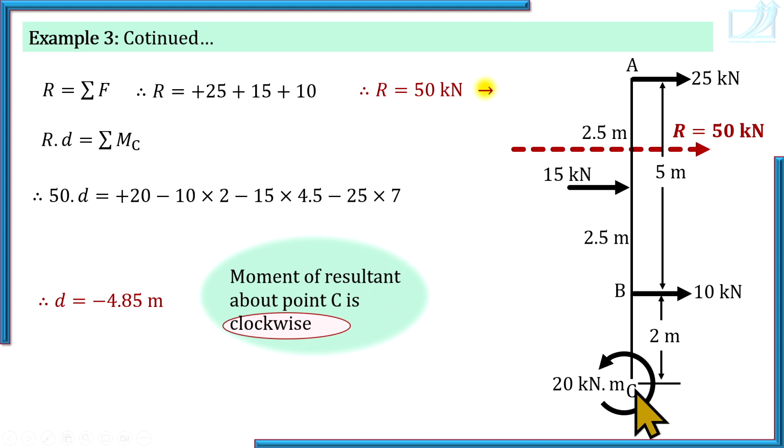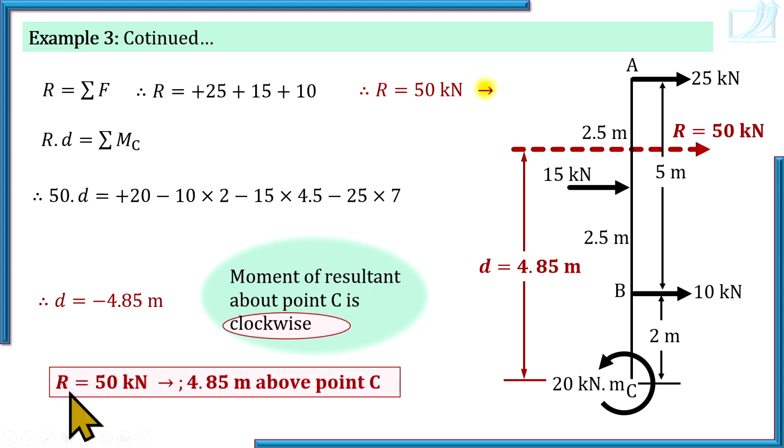So here is the resultant. Take care of proportion. 2 plus 2.5, that is up to here the 15 kilonewton force, it is 4.5, and slightly above that I have shown the resultant, which is at distance 4.85 meters. This negative sign simply suggested to us that our assumption made earlier was wrong. So moment of resultant is not anti-clockwise. And let's answer properly. R is equal to 50 kilonewton rightwards, 4.85 meters above point C.